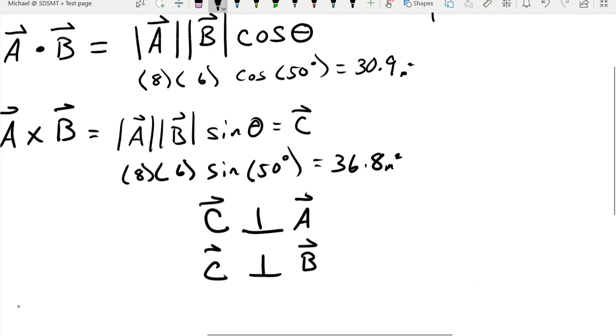This does not mean that vector A and vector B have to be perpendicular to each other. In fact, they're not, because right there, that was the angle between the two vectors. So this is not a requirement. That's not to say that it couldn't happen. You could have an angle of 90 degrees between the two vectors, but that would just mean that you have sine of 90. Sine of 90 is 1, and then you would just get the combination of the two magnitudes.